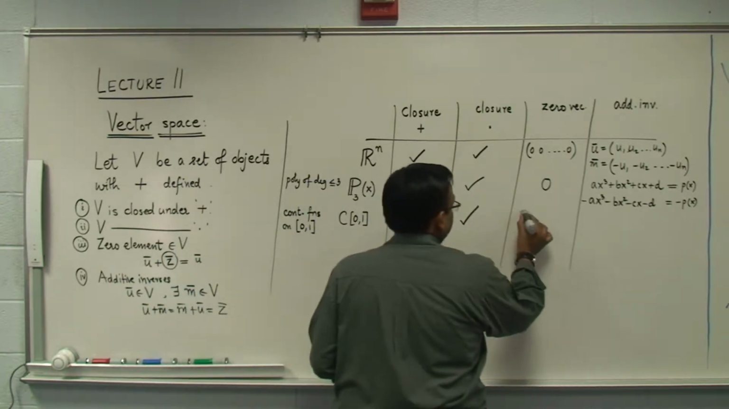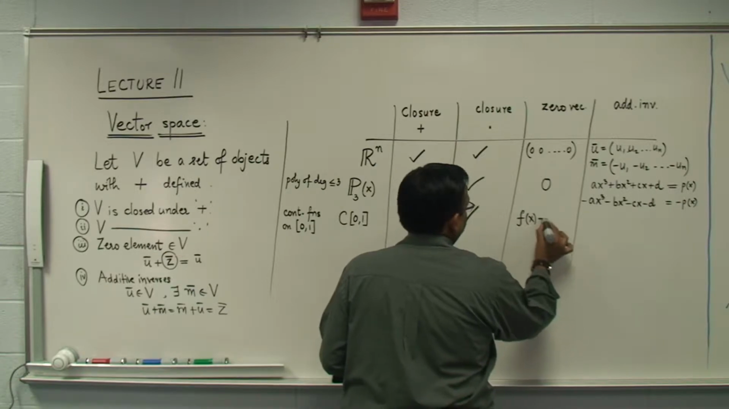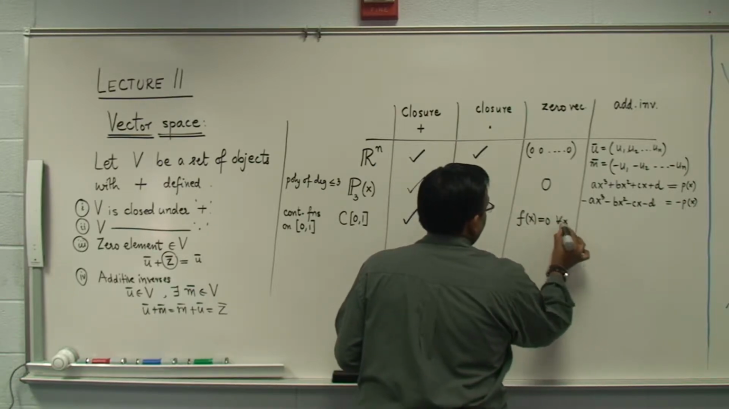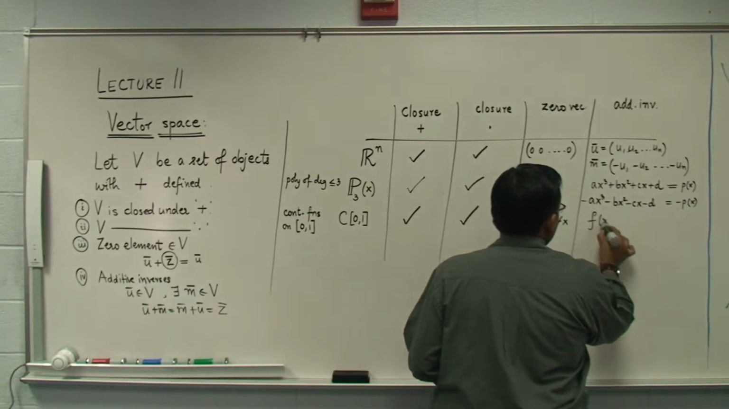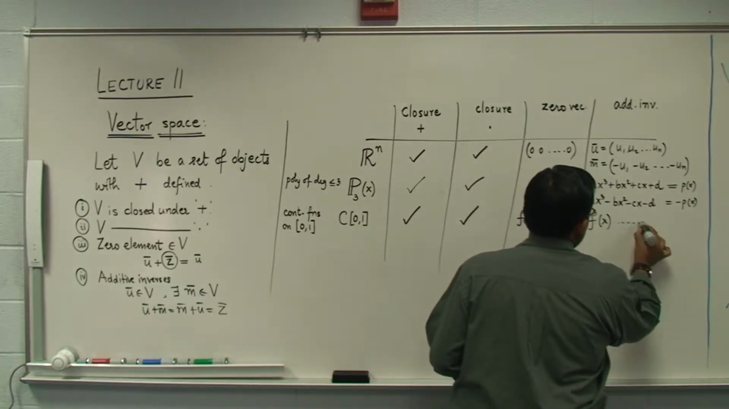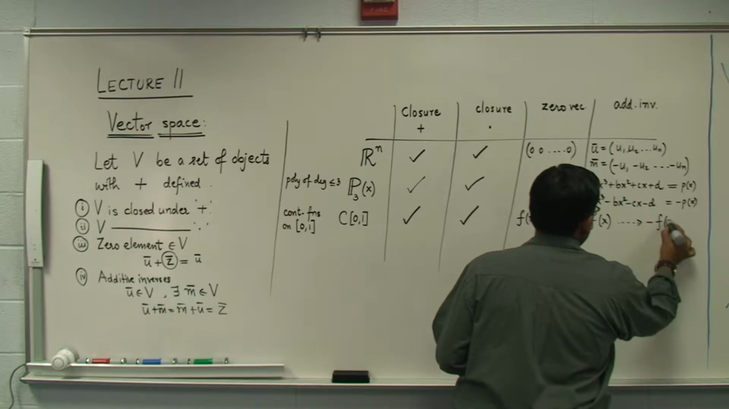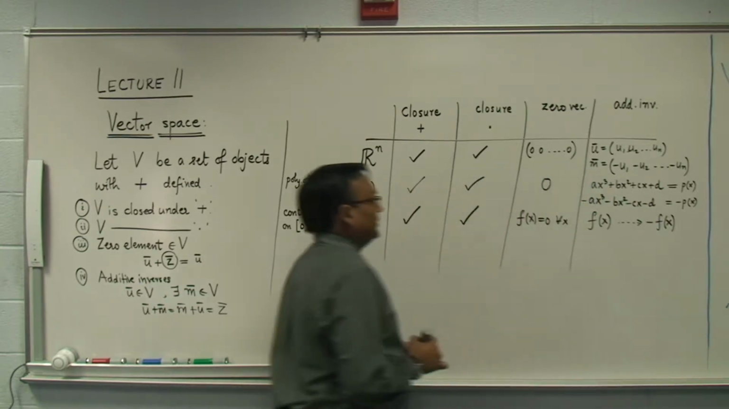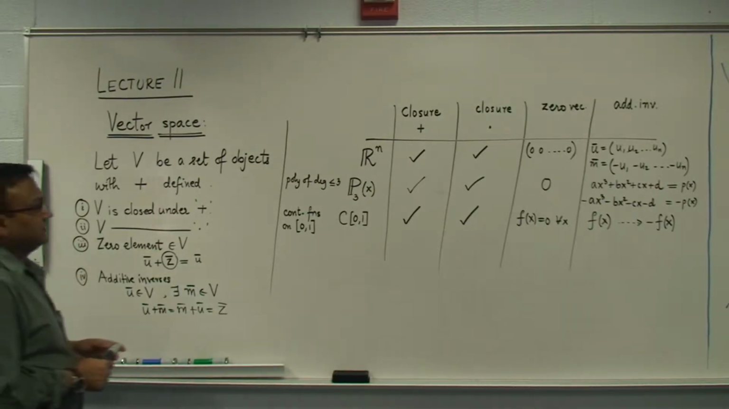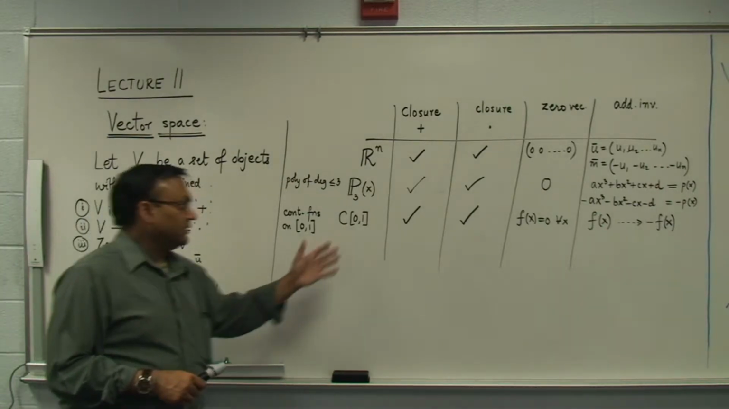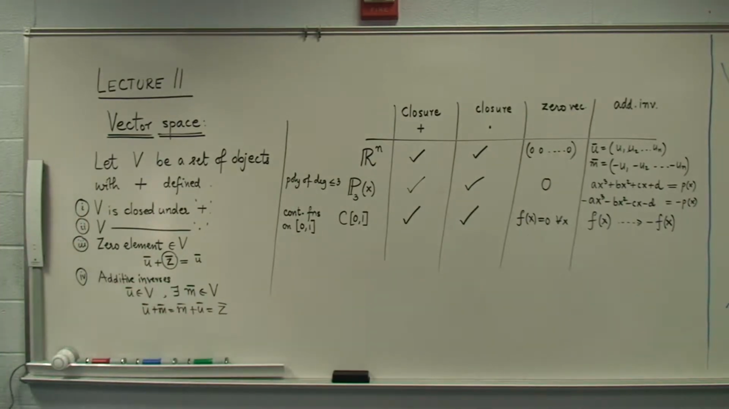The 0 function, f of x equal to 0, is your 0 vector. And for every function f of x, there is a counterpart minus f of x, which is also continuous. And the sum of these two gives you the 0 function. So what we are seeing is these are very different worlds, but they seem to have some kind of common algebraic structure, if I may say, which is shared by all these worlds.